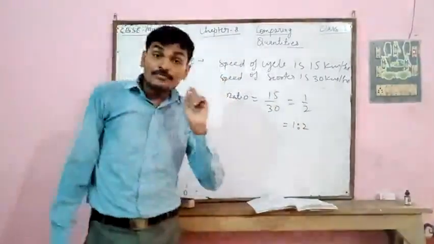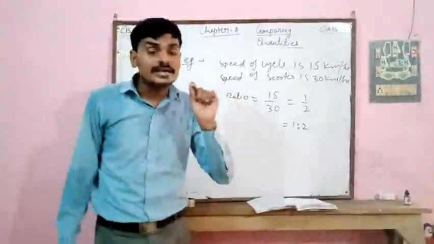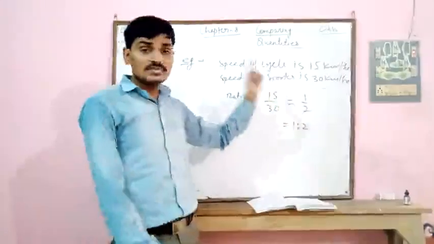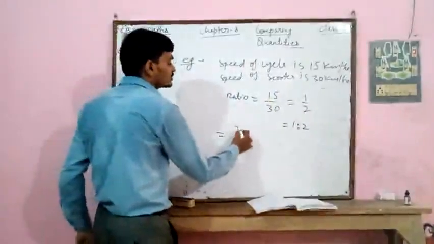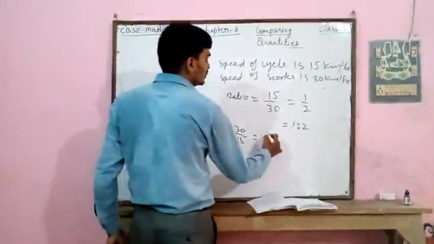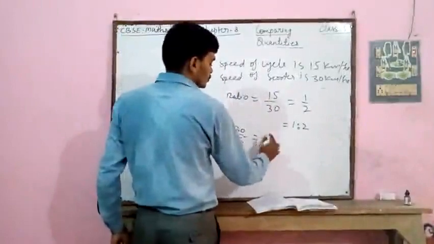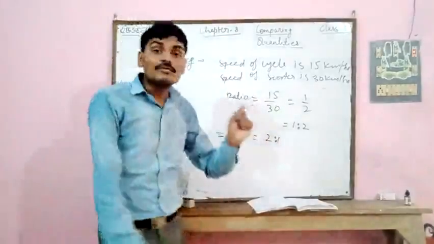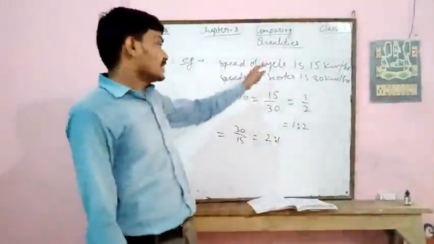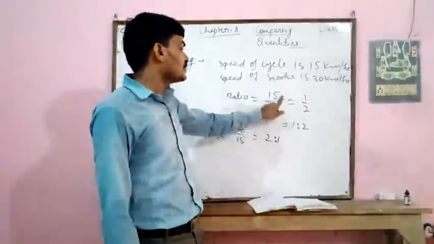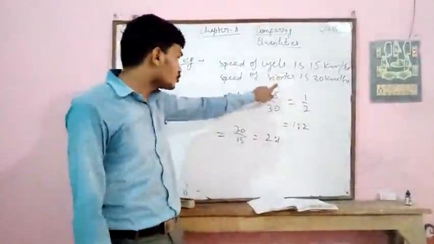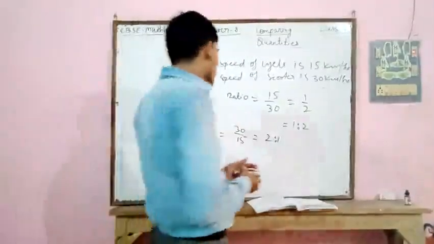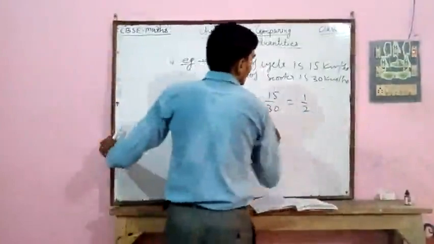If we ask what is the ratio of the speed of scooter to the speed of cycle, then we write 30/15, and this will be 2:1. So just concentrate on what the statement is saying. The ratio of cycle to scooter will be 15/30. The ratio of scooter to cycle will be 30/15. Okay, now come to our next topic.